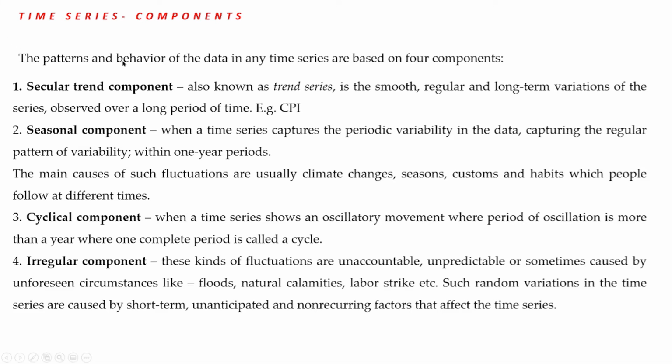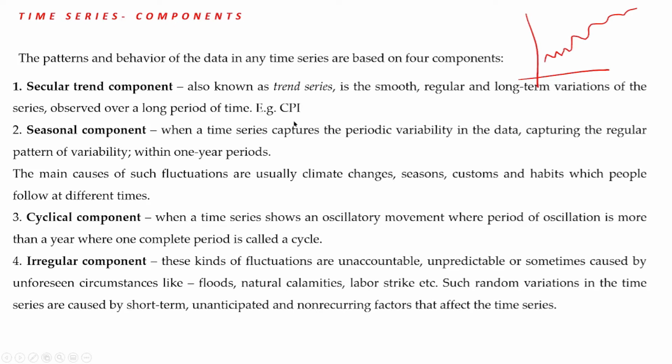As far as the time series is concerned, that is the patterns and behavior of the data in time series, it is based on 4 components. So these are the 4 components. The first one is secular trend component. It is also known as trend series. Now this component, it is the smooth, regular and long-term variations of the series which is observed over a long period of time. Now if we see the time series data, there may be fluctuations during a short period of time, but over a period of time we can see that the value of the variable increases or it may decrease. So that is called secular trend component.